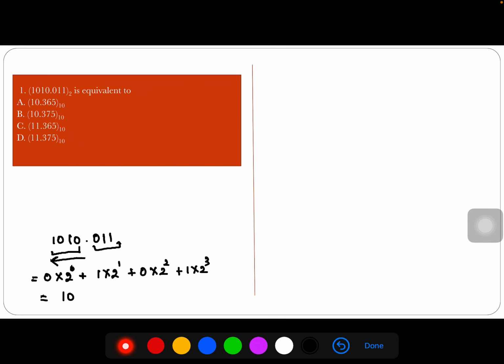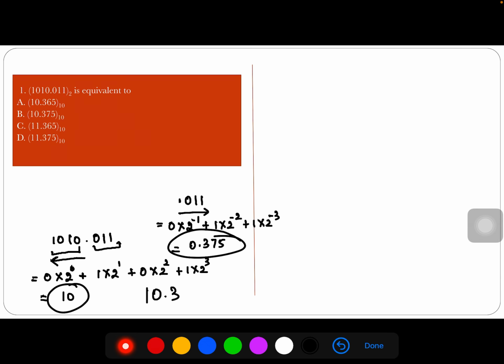For the part that is after the decimal, we will follow the direction left to right, and while moving from left to right, I'll again multiply each digit by a power of 2, but this time the power will be negative. Just see the method, how the power is getting incremented. On solving this part through your calculators, you will get 0.375. When you combine both these parts, you will get the answer 10.375. So the correct answer is 10.375, that is option B.